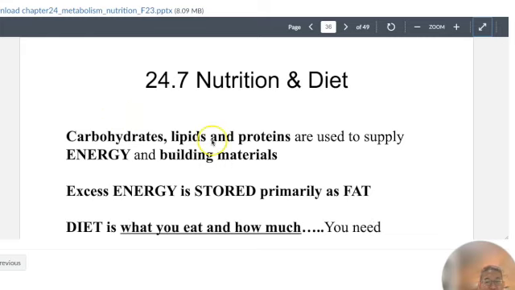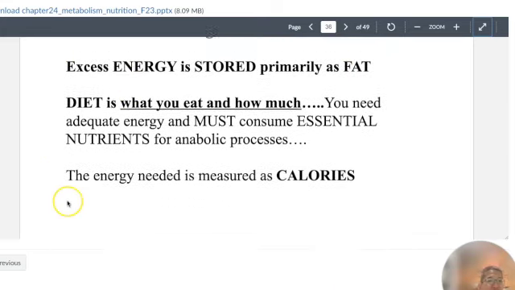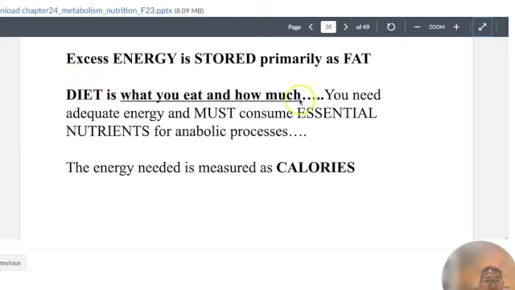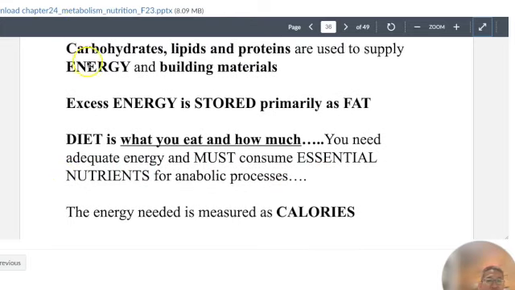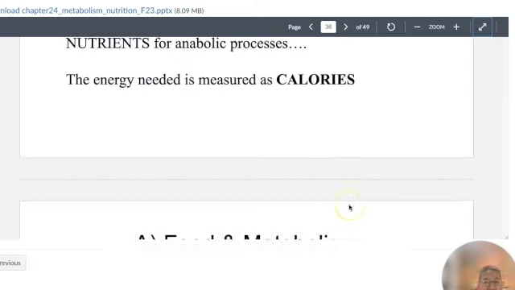Nutrition and diet: carbohydrate, lipid, and protein are used to supply energy for us. Excessive energy is stored as fat. Diet is what you eat and how much. You need adequate energy and must consume essential nutrients for anabolic process. You cannot just eat bread and think that that will give you energy. You need essential nutrients. All the vitamins and minerals come from beef, vegetables, and things like that. Energy is also measured in calories.